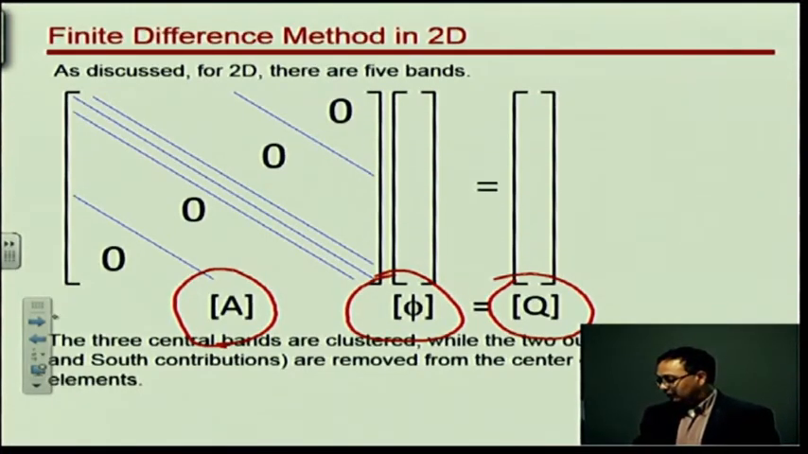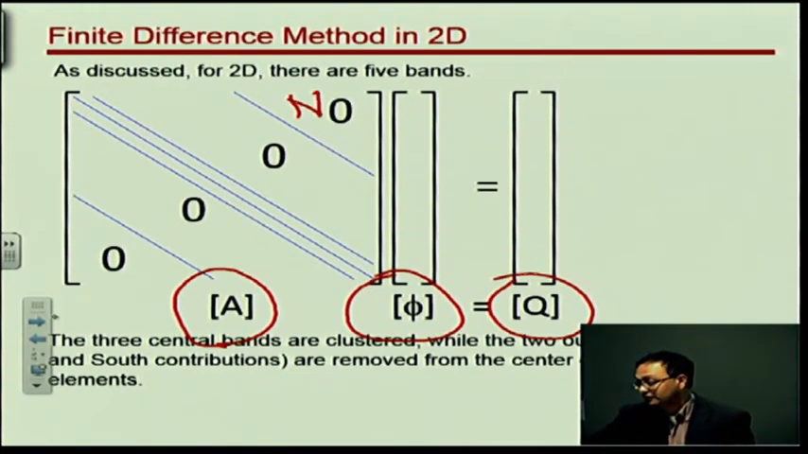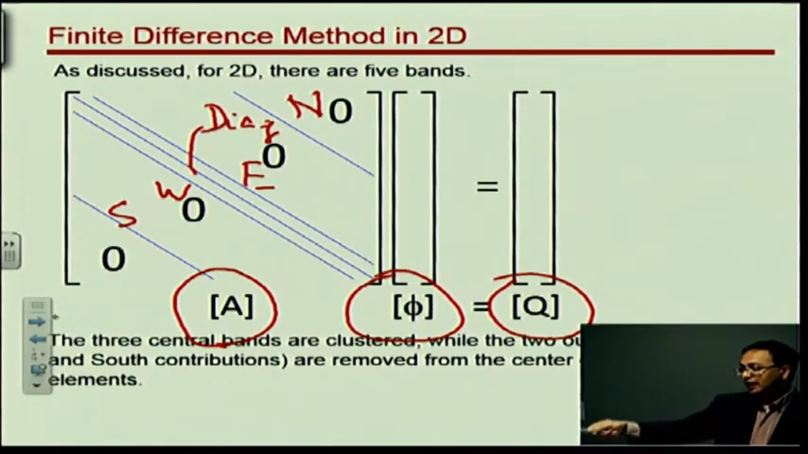Okay? I already mentioned this, that the north and south diagonals, these two, this is the north diagonal, this is the south diagonal. This one is the east, this one is the west, and this one is the central diagonal. Those diagonals represent contributions of the various nodes.